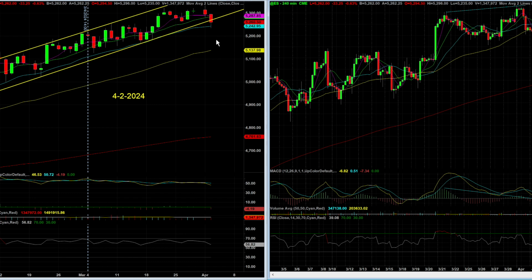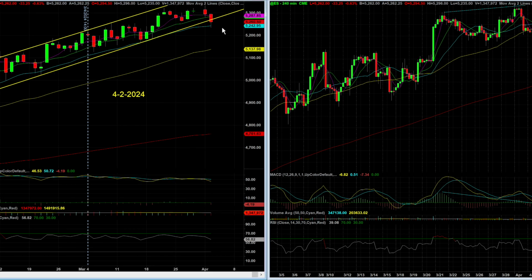Again, for the ES futures, as long as the 20-day moving average is support, as long as it holds there, that means the bulls are still in control. Once tomorrow we have a follow-through like SPY, which closed below the 20-day moving average, that means the bears are in control.